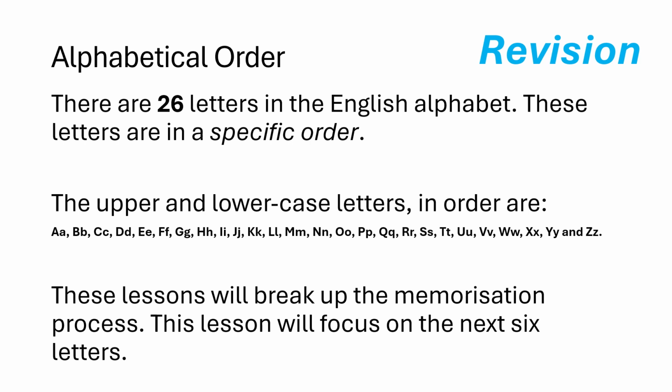There are 26 letters in the English alphabet. These letters are in a specific order. The upper and lowercase letters in order are A, B, C, D, E, F, G, H, I, J, K, L, M, N, O, P, Q, R, S, T, U, V, W, X, Y, and Z.